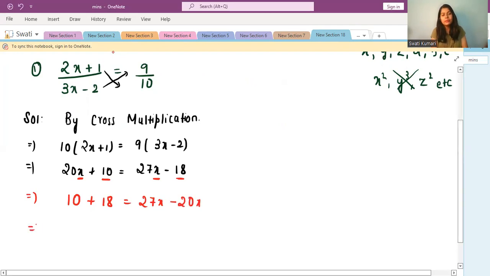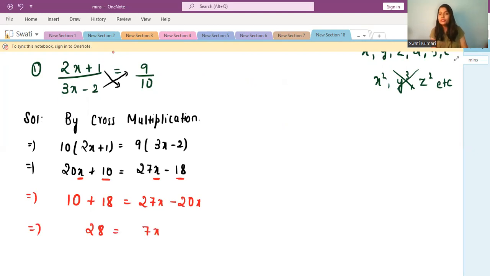And now you know that 10 plus 18 is 28 and 27x minus 20x is 7x, right? Here you have to just subtract the coefficient. 27 minus 20 is 7. So 7 and then x.